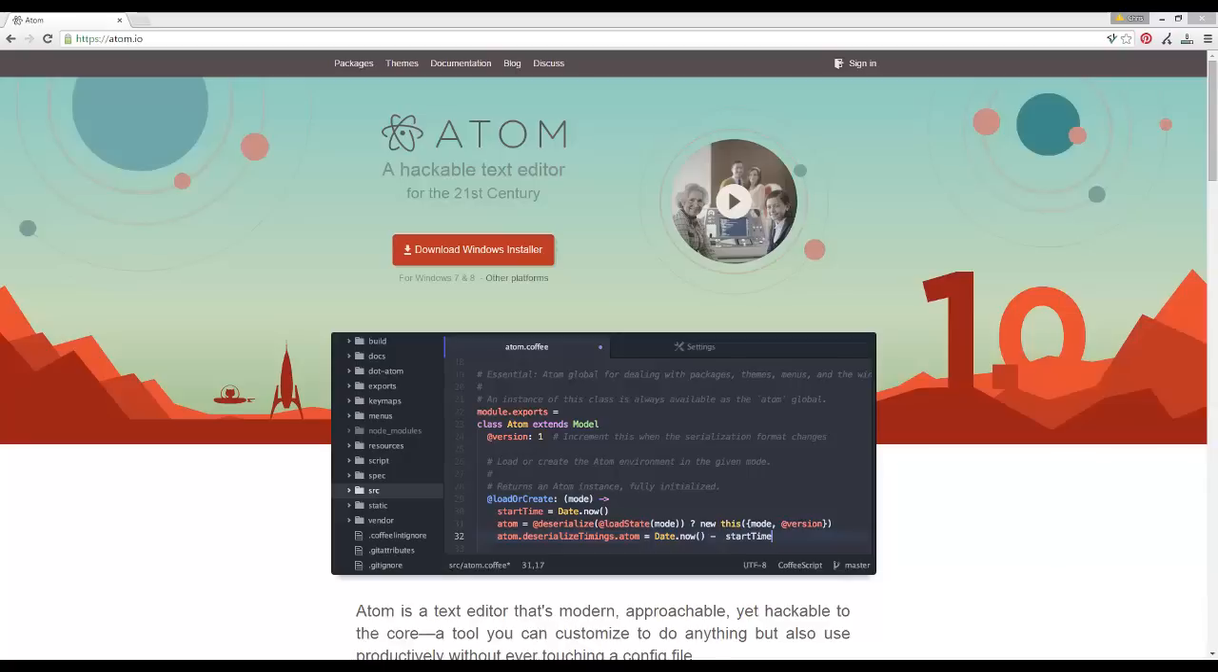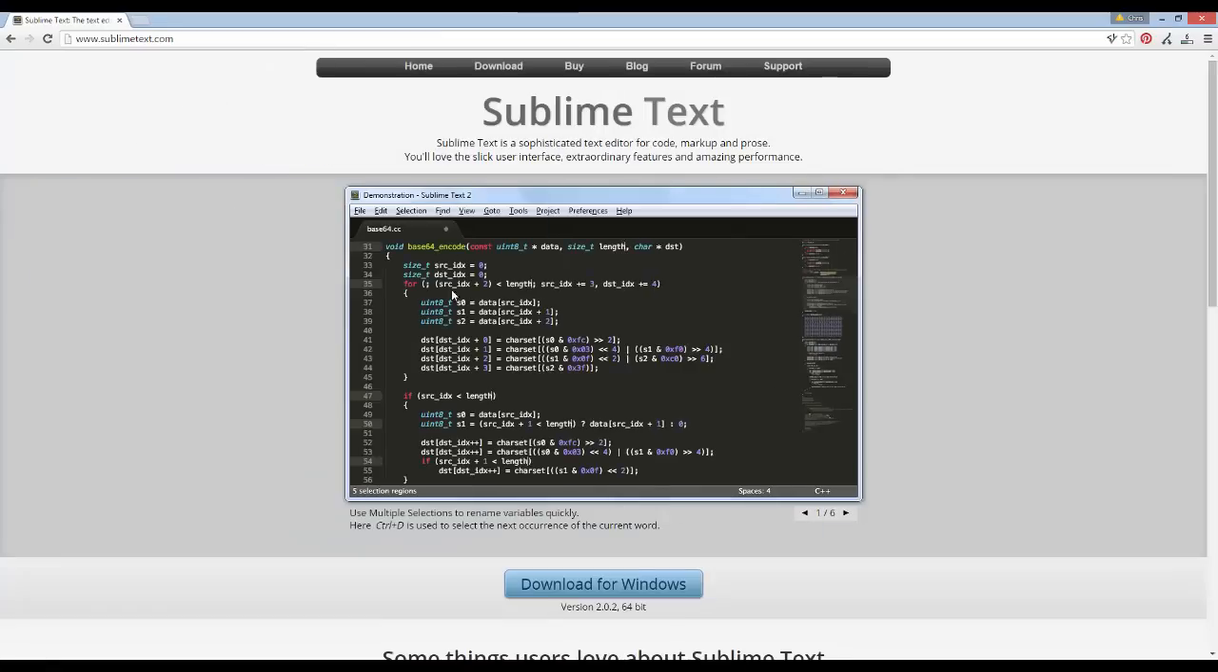A lot of people talk about Sublime Text, and Sublime Text kind of revolutionized this whole look and feel with the different fluorescent colors, which is pretty cool. But the problem with Sublime is once again it's just a lack of features.